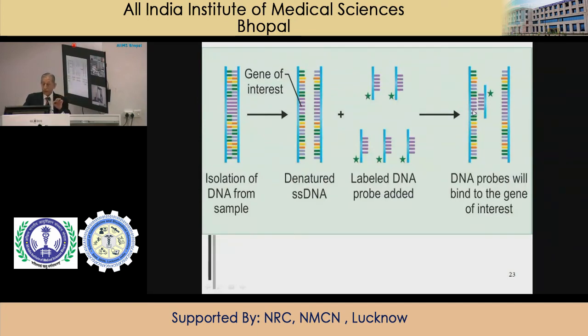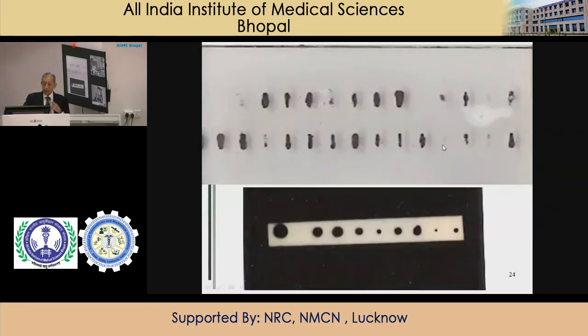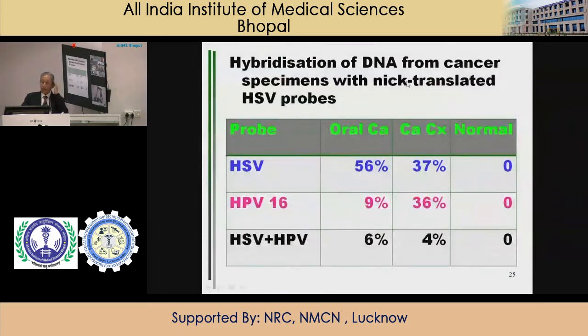And that is what is happening here: some samples are positive, a few are negative. If you take the hybridization of DNA from cancer specimens with the HSV probes, you can see HSV in 56%. Of course, HSV2 is with cancer cervix, and HSV1 is mainly in oral cancer. And of course, HPV16 does not have any relation; HPV16 is related with cervical cancer.